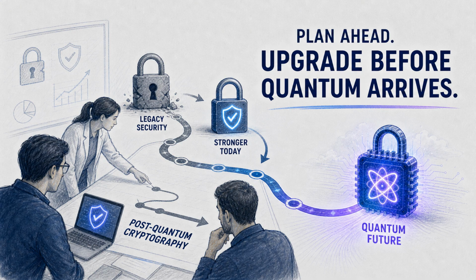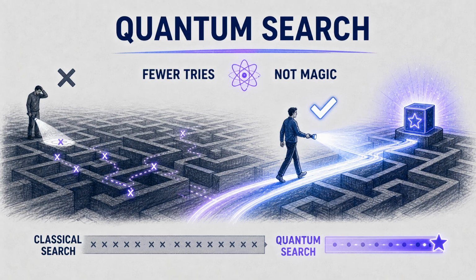It means security systems need to plan ahead. Researchers and standards groups work on post-quantum cryptography because the responsible move is to upgrade before powerful quantum machines arrive. Another famous idea is quantum search. For some unstructured search problems, a quantum algorithm can reduce the number of tries needed, but it does not turn every impossible search into an instant answer.